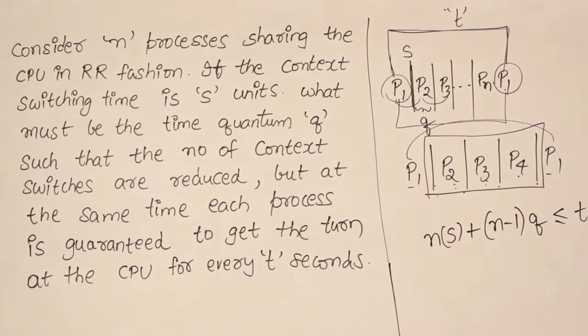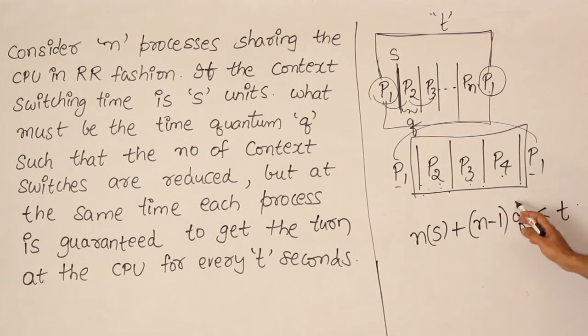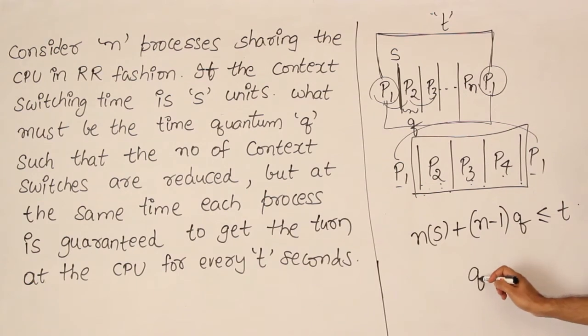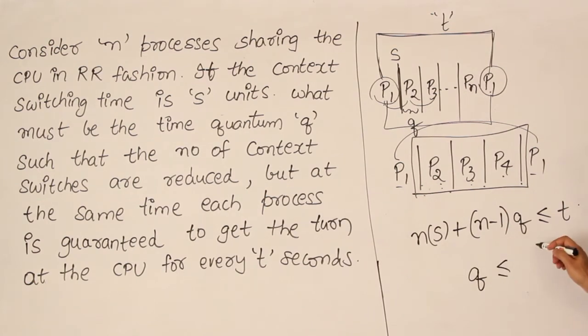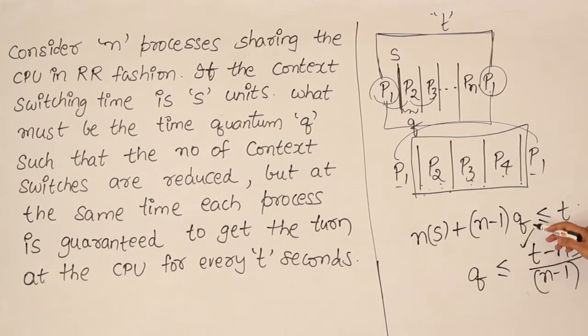Now what we should do is find the relationship between the quantum time and the other factors. q is less than or equal to (t minus n times s) divided by (n minus 1), where n is the number of processes, s is the switching time, and t is the time within which every process will get a chance for the second time.